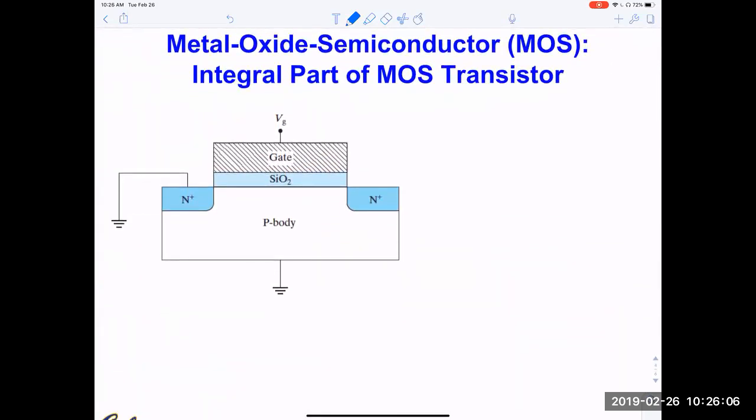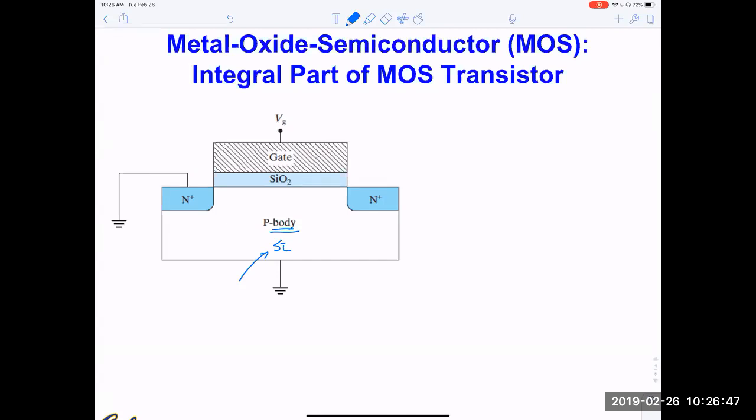So metal, oxide, semiconductor, silicon. So this is silicon. The silicon is usually doped, okay? In this case, it's p-doped. We refer to this silicon as body. So this silicon is referred to as body. That's the terminology for MOS transistors. We refer to the entire area as a body. So now you think of it, this is almost like a PN junction. This is almost like a parallel plate.